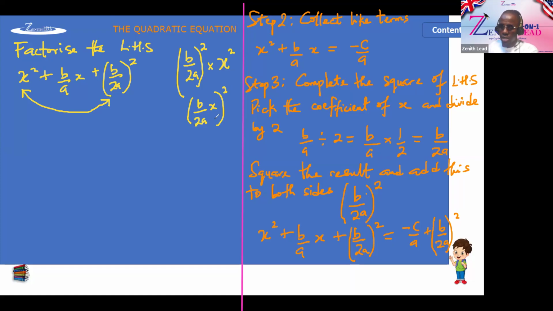Now, what are the factors of b over 2a x squared? The factors of b over 2a x squared are simply b over 2a x multiplying itself, b over 2a x. Now, if you were to add these terms together, let's take a look at it.